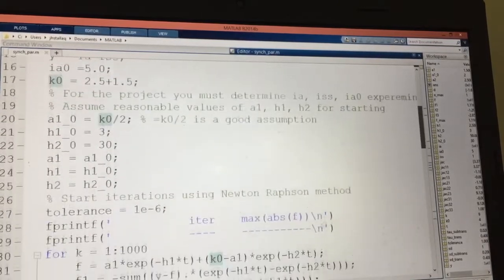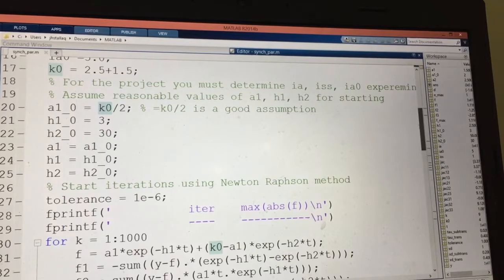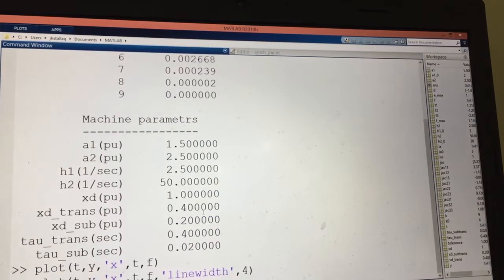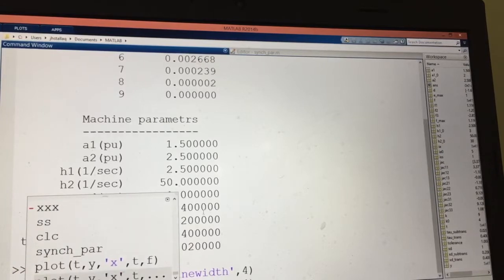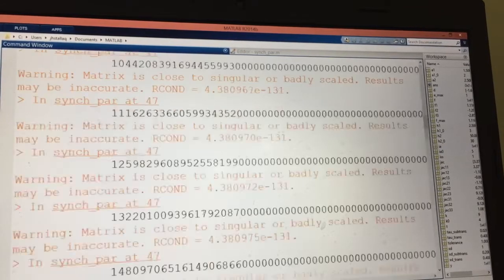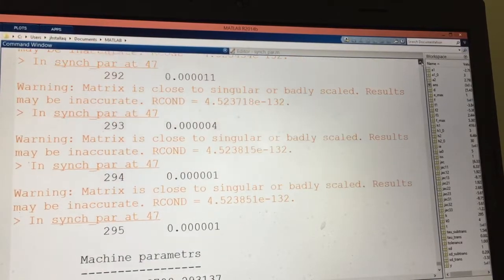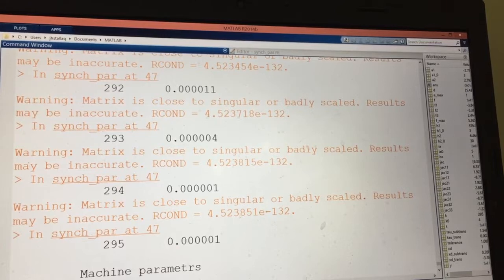As I told you, sometimes you may have a problem. For example, it's K naught over 2. Let's say we know that K naught is 4. So let's put a 3 and see what happens. Okay, sometimes you run it and see there's a problem here. You see, it says converged, but it did not converge. We have a warning and these things.